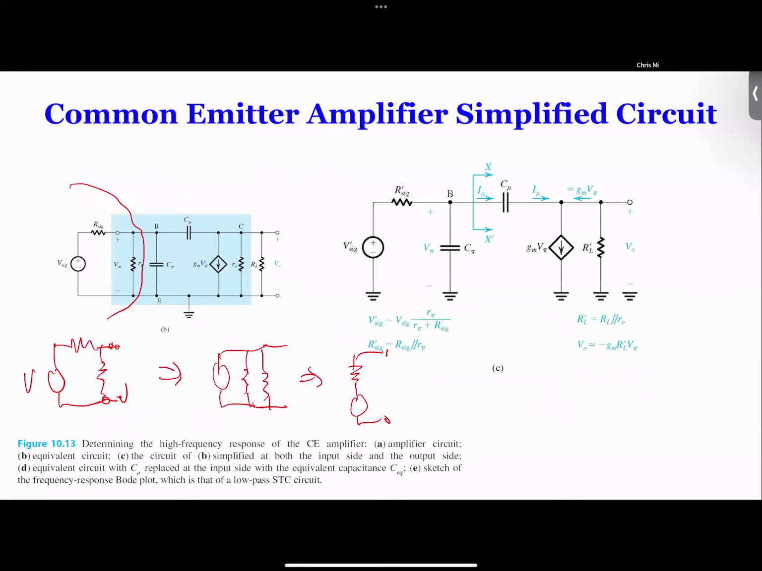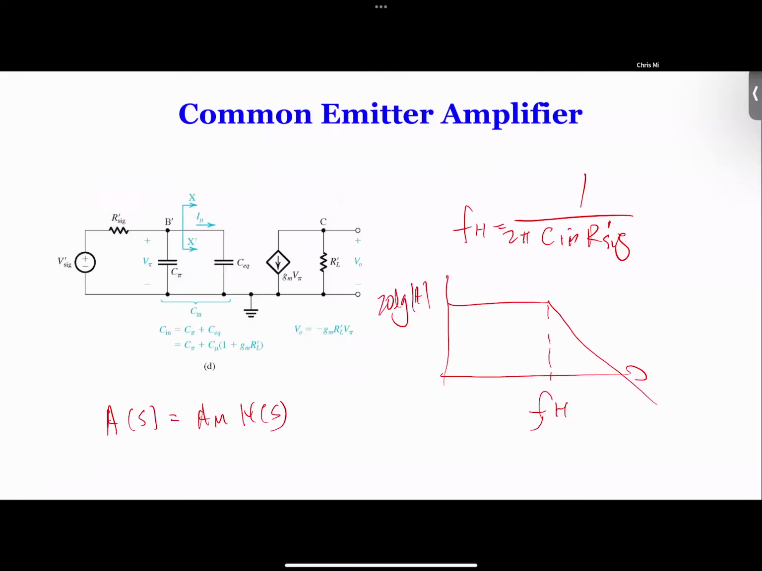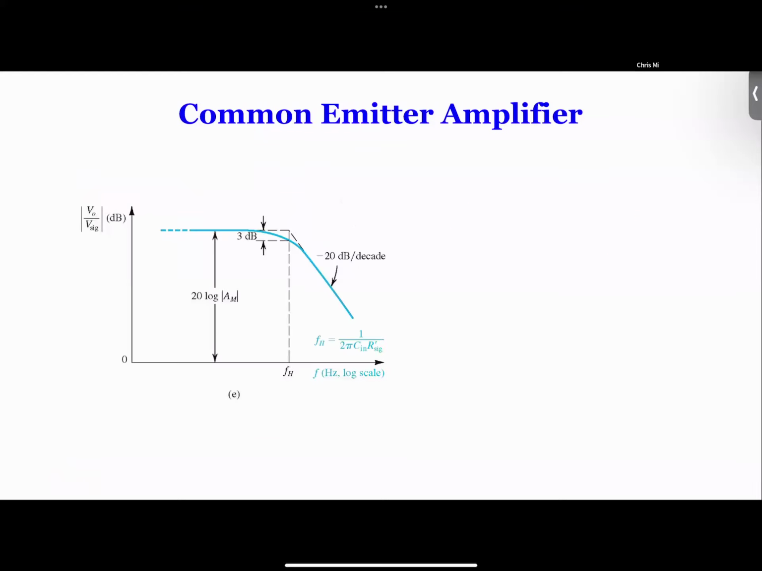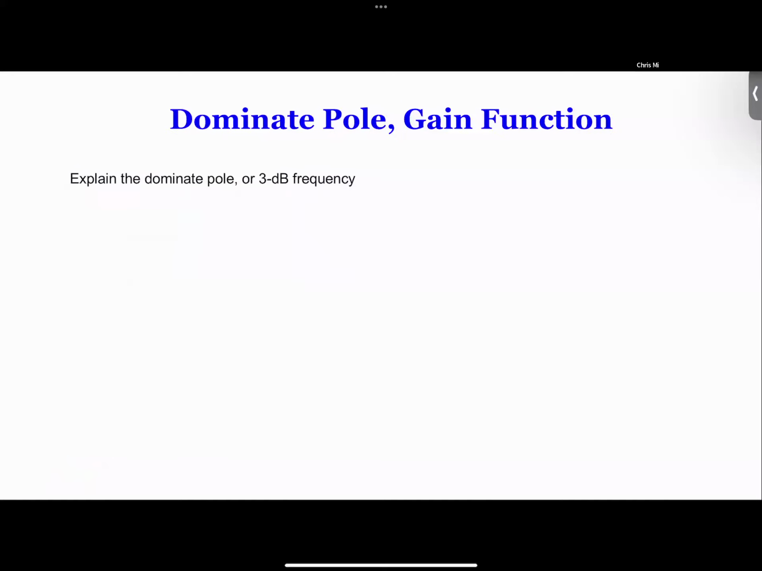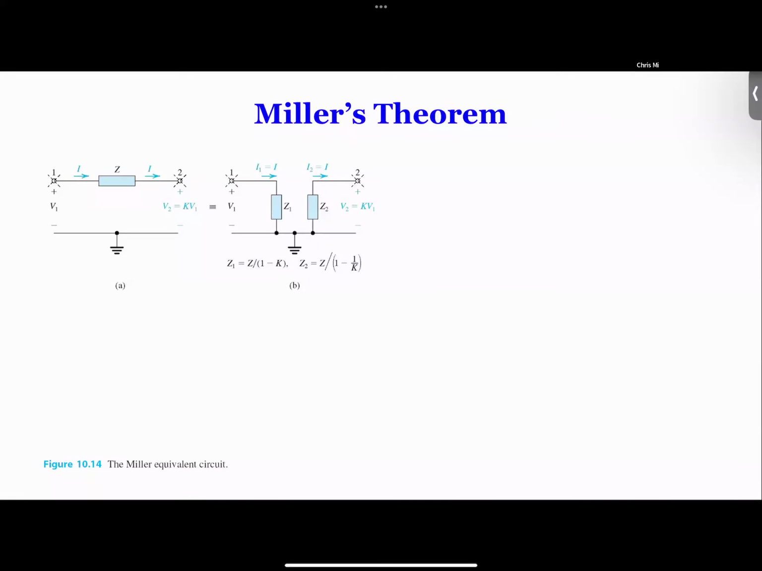If we go back again, our circuit was here, with C mu in the middle. That's the Miller circuit. Think of this part as the Miller left, this as the Miller right, and in the middle is C mu. So that's the circuit, and we break it down like this. Then the question is, how do you do that? Well, in this equation, we know that V2 is K times V1.